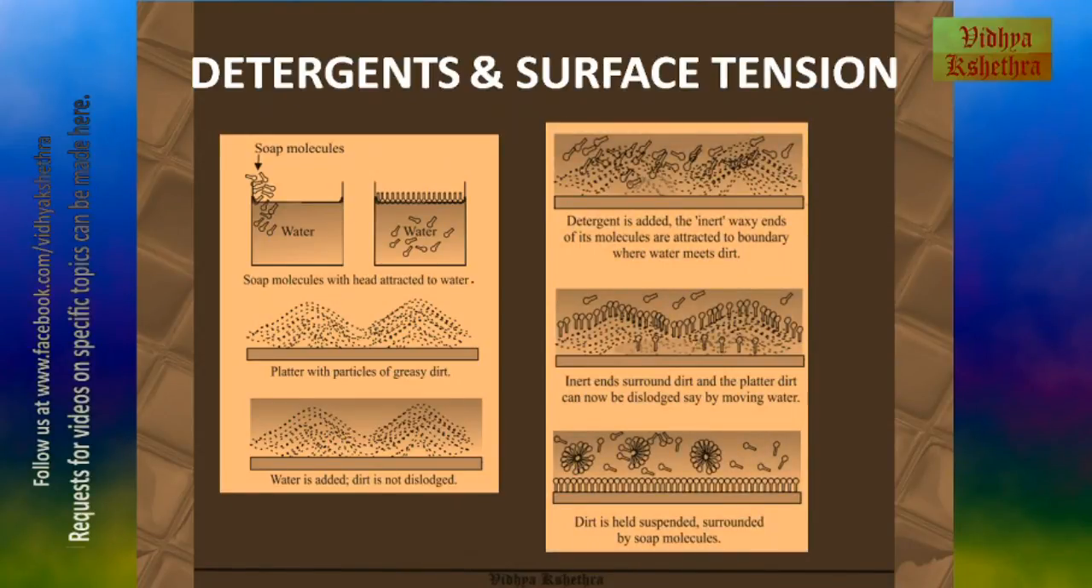Now, when detergent is added, the inert waxy ends of its molecules are attracted to the boundary where water meets dirt. Inert ends surround the dirt and the platter dirt can now be dislodged, say by moving water. By altering the angle of contact of water by using surfactants like detergents, it is possible to wet oil and dirt and hence wash them away by using water.